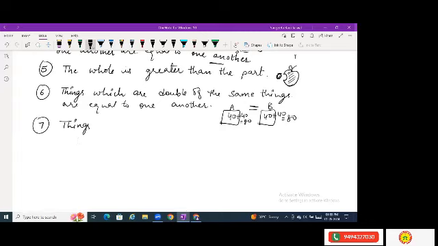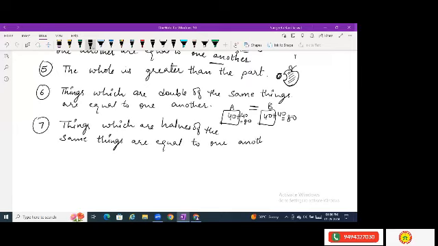Okay, now see the seventh axiom. Things which are halves of the same things are equal to one another. Now, you must have understood this by now. If you understood the double one, then it's exactly the same.